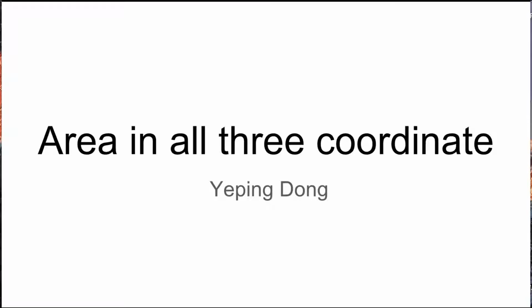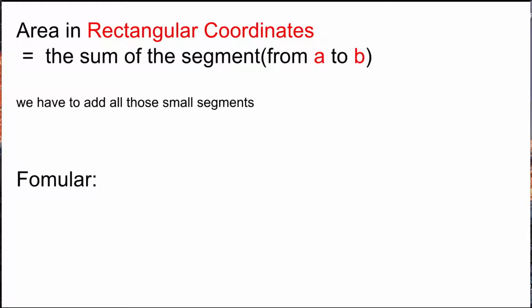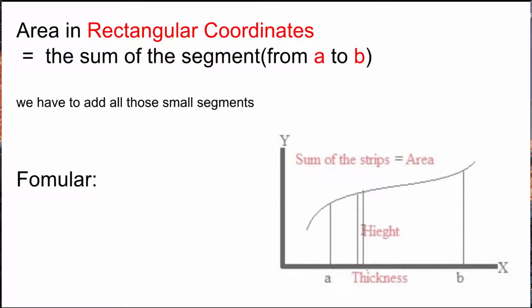Now let's talk about the area in all three coordinates. First, let's talk about an easy one, the area in rectangular coordinates. That means the sum of the sigma from A to B. Here's a graph, and this curve is f(x). So if we want to know the area between A to B, actually we can take a sigma between A to B. And I take sigma here. Of course, you can take sigma anywhere.